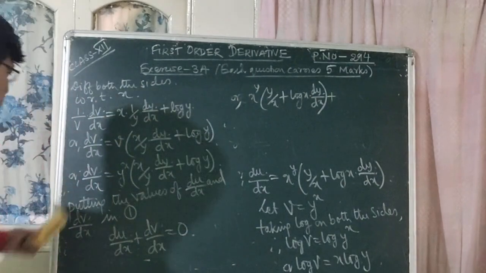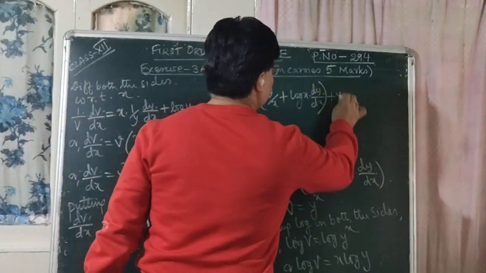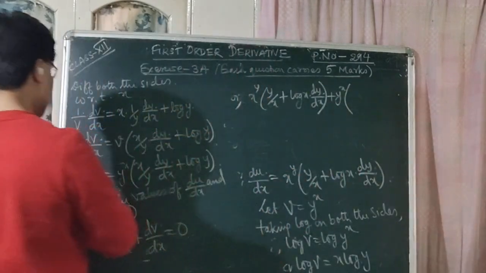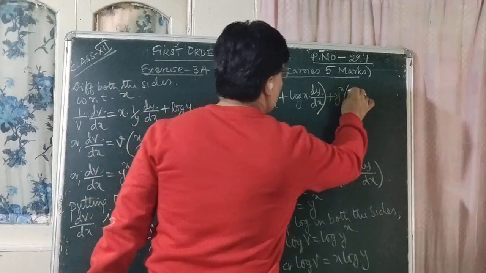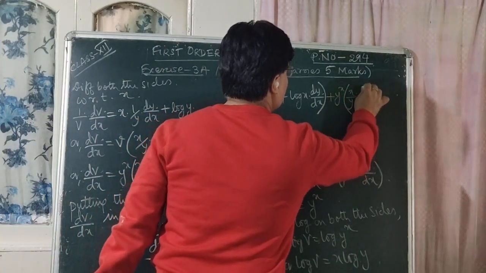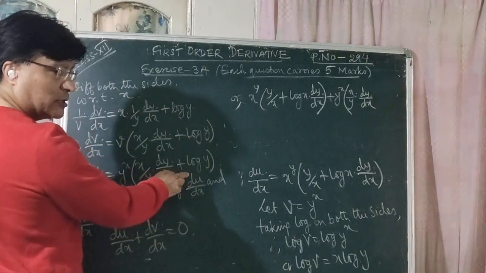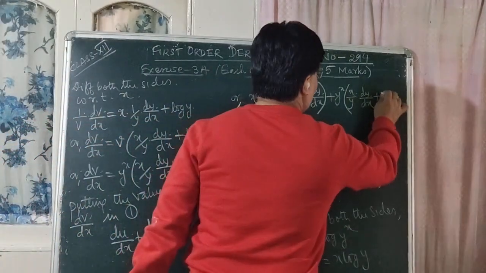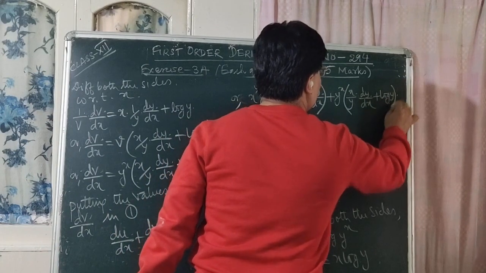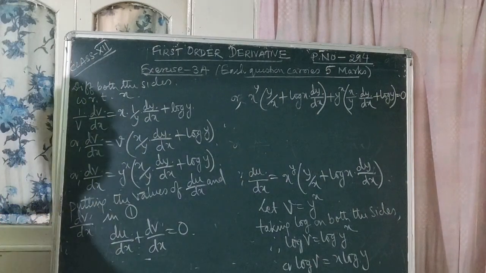what was dv by dx? The dv by dx value is this one, y to the power x within bracket x by y into dy by dx plus log y, right? Plus log y bracket closed, which is equal to 0.